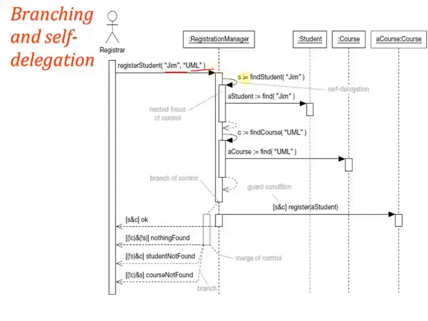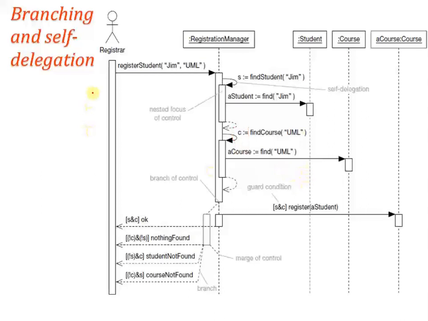For which initially we need to find a student and return his particular parameter details in an object called S. Similarly, find a course called UML and return the particular course details in C. For which we have self-delegation and the corresponding controls which are present over here.